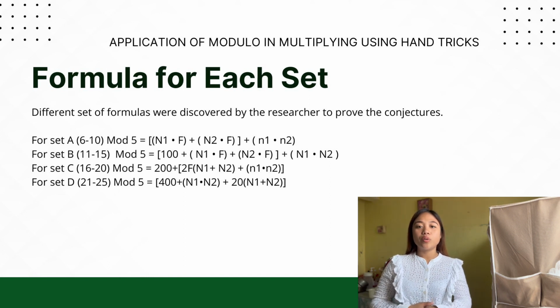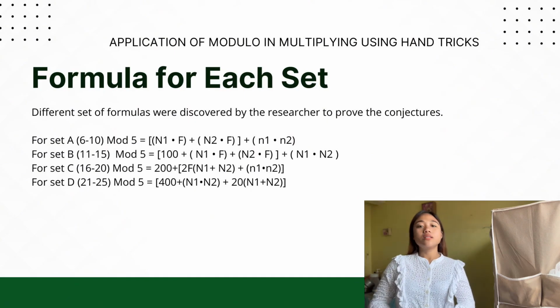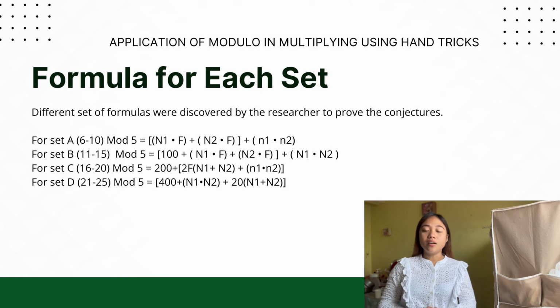Now, we are going to apply it on our hands to solve it easily without memorizing each one by one. The first formula will be mod 5 is equal to n sub 1 times f plus n sub 2 times f plus the product of small n sub 1 and small n sub 2. That formula is for set A, which is numbers from 6 to 10.